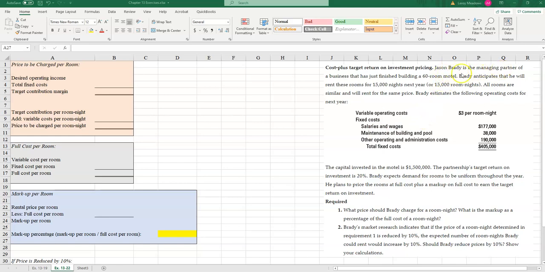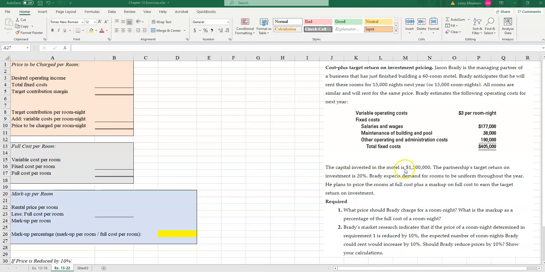Jason Brady is a managing partner of a business that has just finished building a 60-room motel. Brady anticipates that he will rent these rooms for 15,000 nights next year, or we're going to call this 15,000 room nights. All rooms are similar and will rent for the same price. Brady estimates the following operating costs for next year. Variable operating costs will be $3 per room night, and then our fixed costs in total between salaries and wages, maintenance of building and pool, and other operating and administrative costs of $190,000. So our total fixed costs are going to be $405,000.